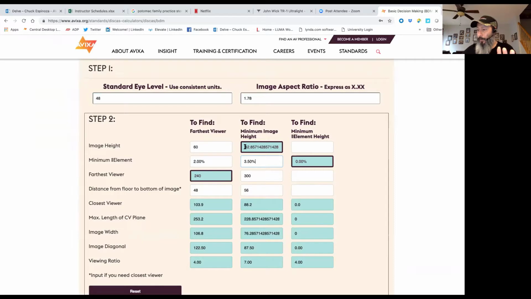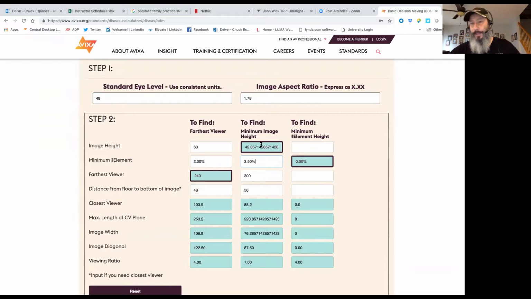Chris is really the maker of AV Buddy. He's a CTS and he's really good at updating the app to work with the different standards. So finding the minimum image height, tagging the client, I input these numbers, the ones I know. I can change around some variables and get an image height.